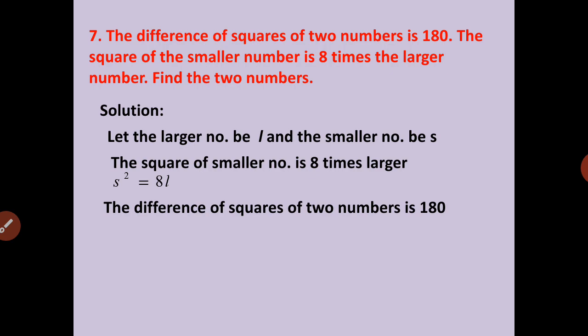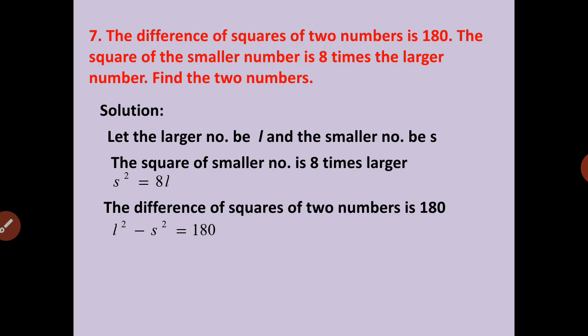The second condition is the difference of squares of two numbers is 180. The two numbers are L and S, their squares are L square, S square, and their difference, that's why it is L square minus S square. It is equal to 180.